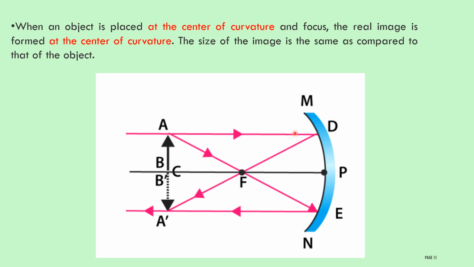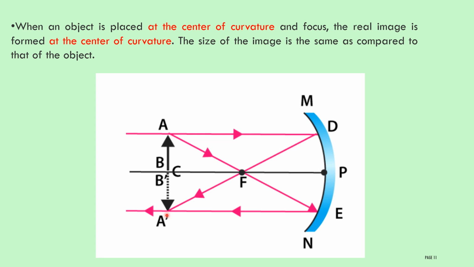This is the ray AD, which is parallel to the principal axis. After hitting the surface, it gets reflected and passes through the principal focus F in this way. Then it will meet at A dash.